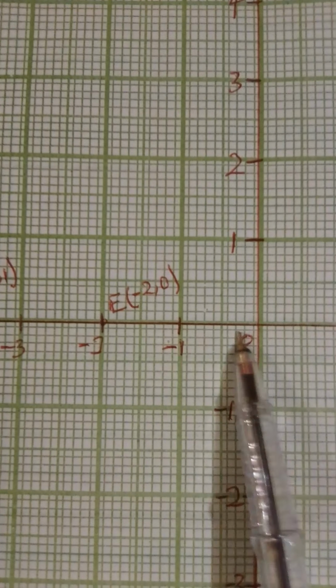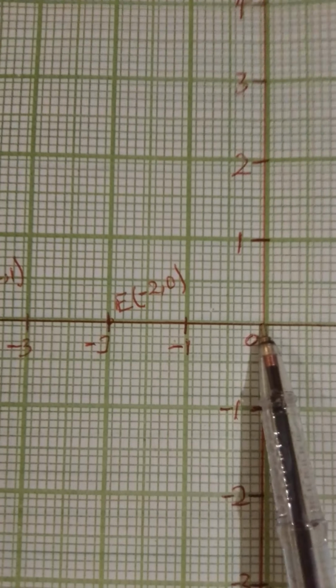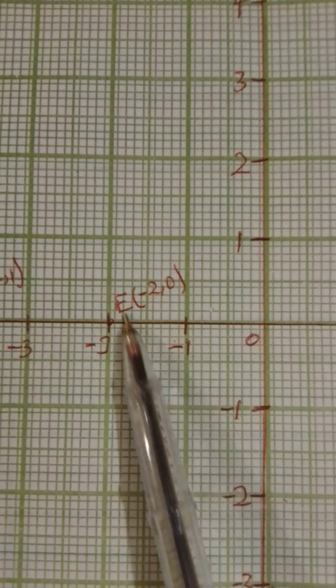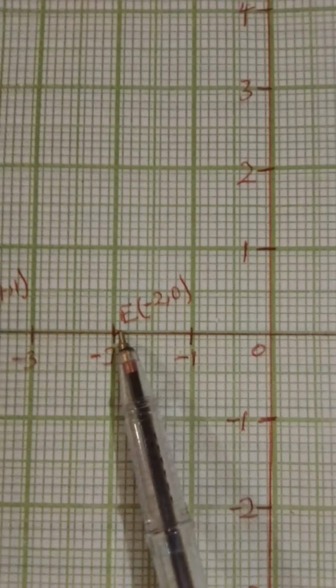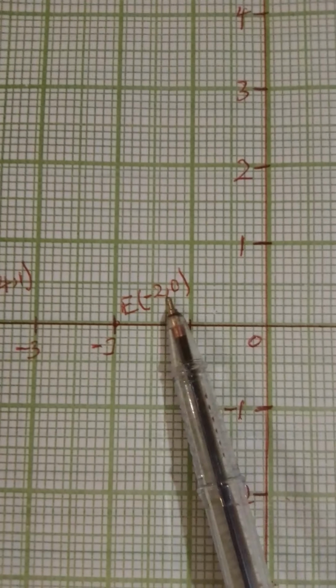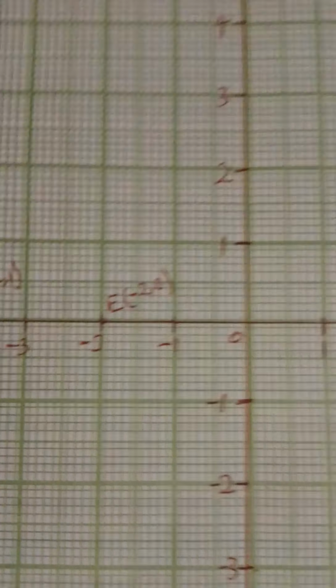So this is the y, and this is the x. Since y is 0, then the point is on where? The x-axis. That's why we have here minus 2, 0. That is the second point. So we now locate the third point.